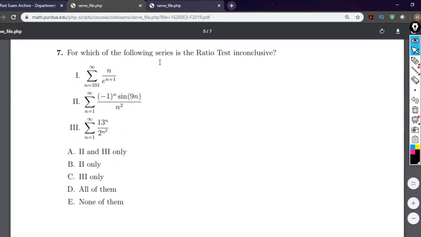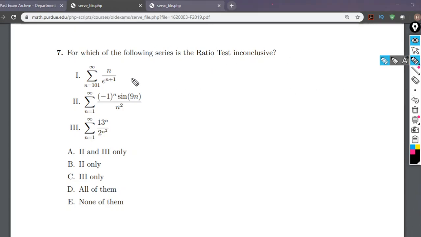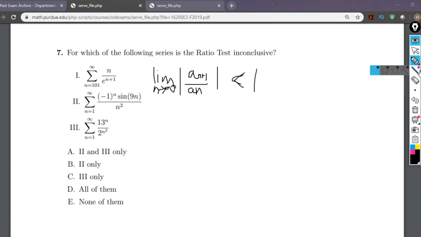Starting with question 7, here we're asked to find which ratio test will be invalid, inconclusive. So just for review, the ratio test is where you take the limit as n goes to infinity of the absolute value of the series' n plus 1 term over the series at the nth term. And if this is less than 1, then the series will be convergent. Right. So now we're looking at the first one here.